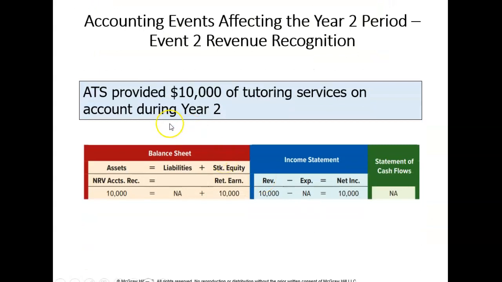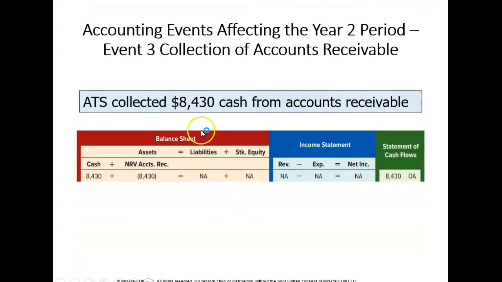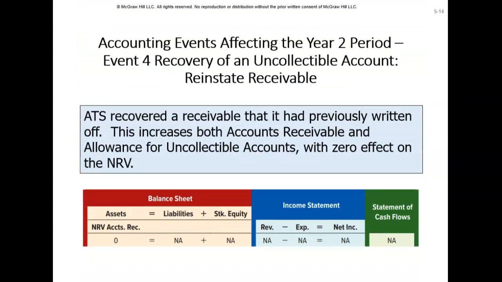Now let's look at some more transactions. This time we provided services for $10,000 during year two. And again, we provided services on account. So your assets increase, so do retained earnings, as well as your revenue. The clients paid us $8,430. So when they paid us, the cash account increased $8,430. The accounts receivable account decreased $8,430 because they owe us less money. And on the statement of cash flows, we have an increase in cash from operating activities in the amount of $8,430.